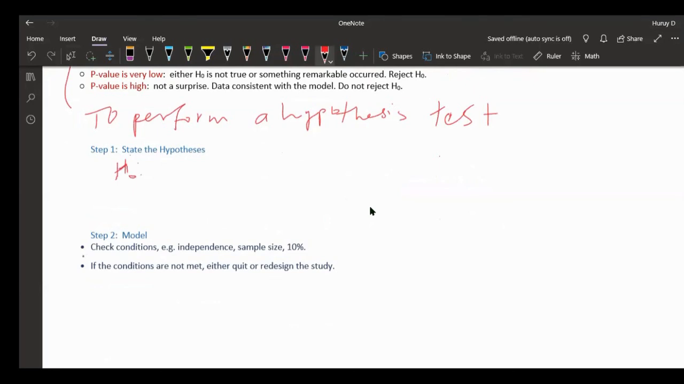So H sub naught is, in this case, for example, if our problem is about proportion, then H sub naught will be p equals some value p sub naught. And the alternative hypothesis will be one of the three. So let's say, for example, it is not equals to p sub naught. So this is our alternative hypothesis.